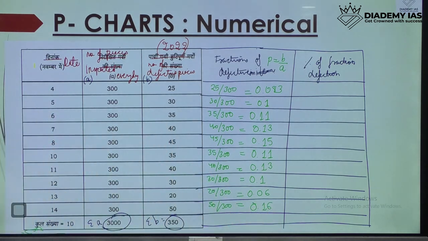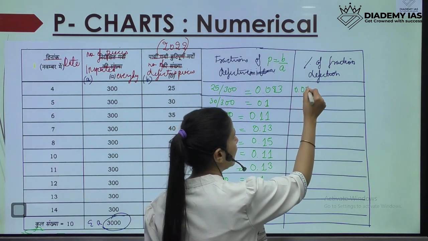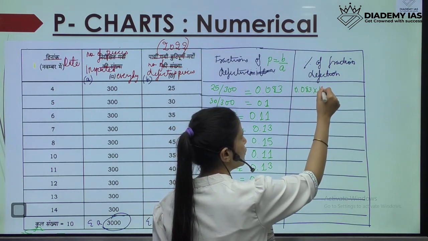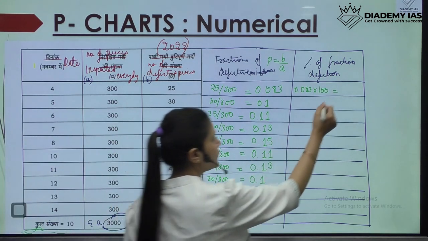Can you see that, all of you? Yes? Okay. So this is how it is going to be. Let me just move on further. And for the percentages, basically, you're going to be multiplying it by 100, right? So it comes out to be 8.3%.